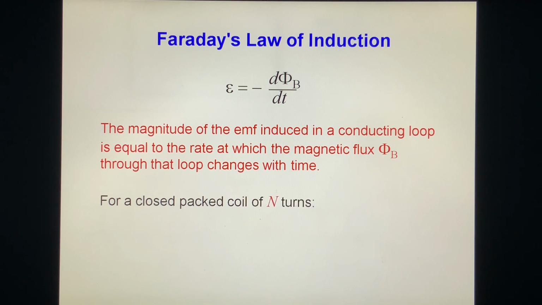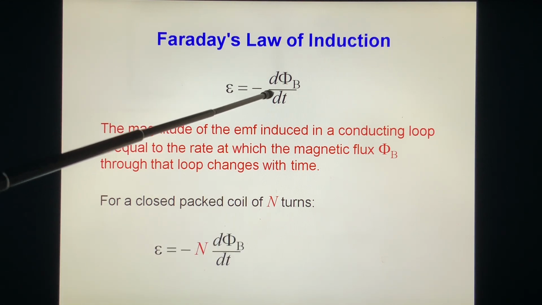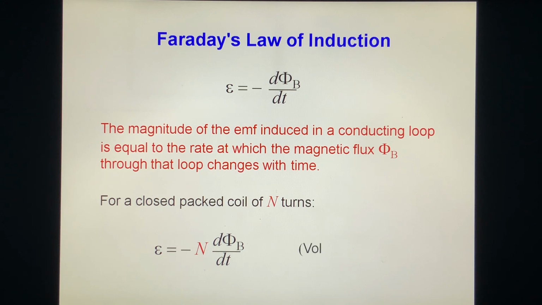For a closely packed coil of N turns, we just measured one turn. Now you have N turns, so we just multiply by N in front of this. The unit is the volt, Weber per second.